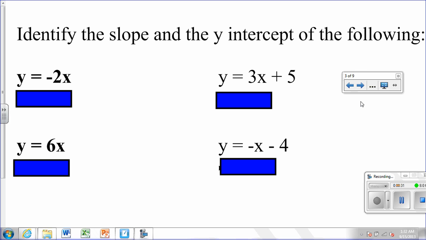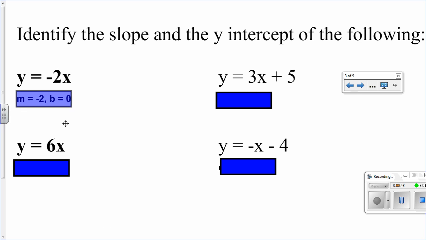Identify the slope and the y-intercept of the following: y equals negative 2x, y equals 3x plus 5, y equals 6x, and y equals negative x minus 4. On our first one, the slope m is equal to negative 2. Our y-intercept is 0.